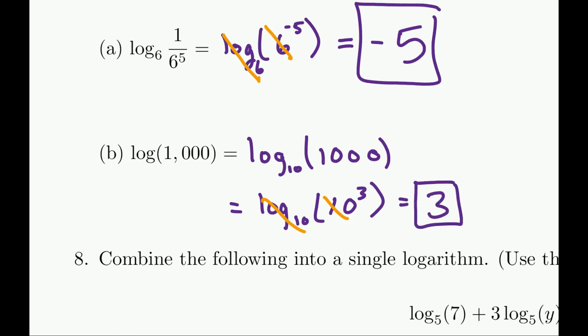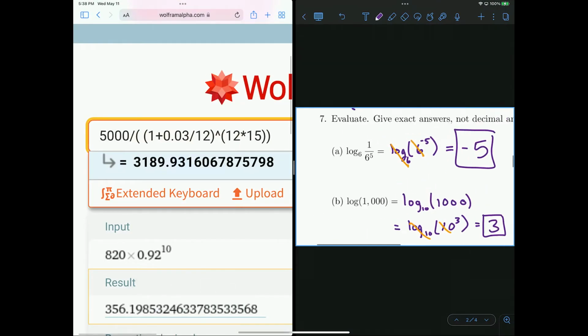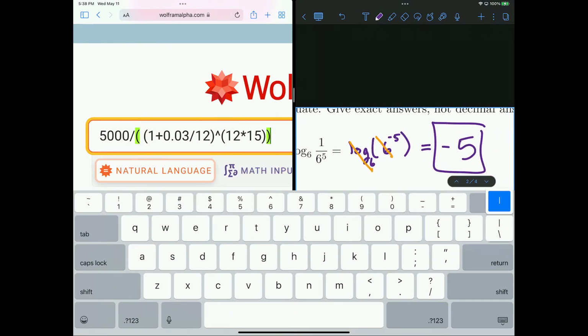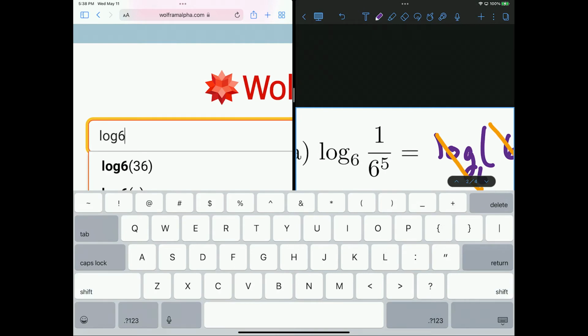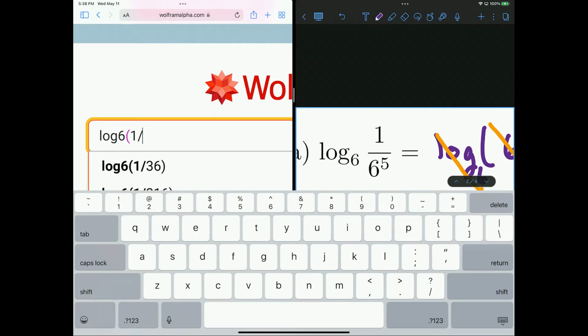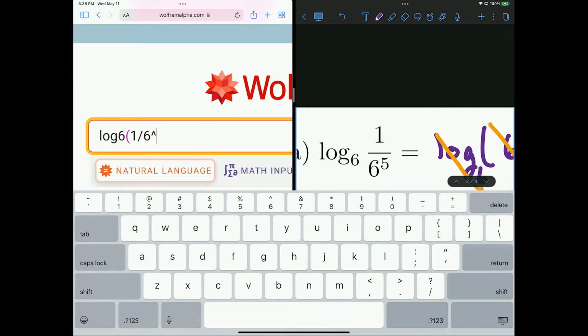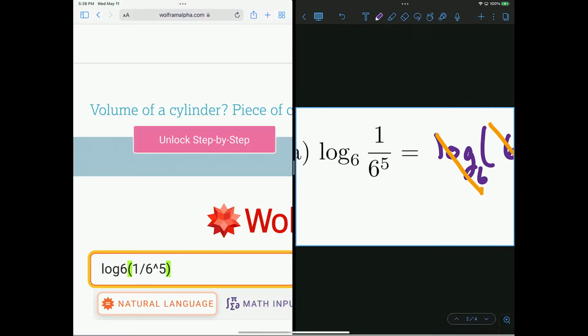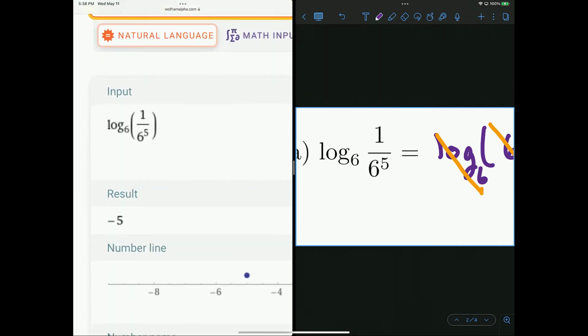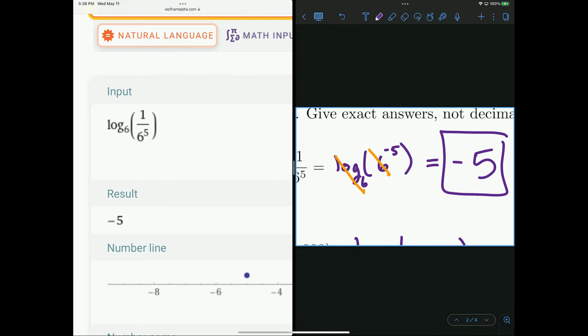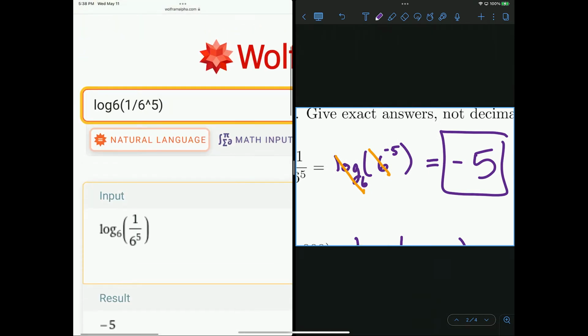Now, if you were stuck with these, you could have done them on a computer. Nothing would have prevented you from doing that and getting the right answers. You would have simply, like for this first one, just erase it. You could have typed this in as log 6, and then 1 over 6 to the 5. And it'll just tell me 5, I'm sure. Or negative 5, right? Yeah. So you can make a computer do it. You type it incorrectly.